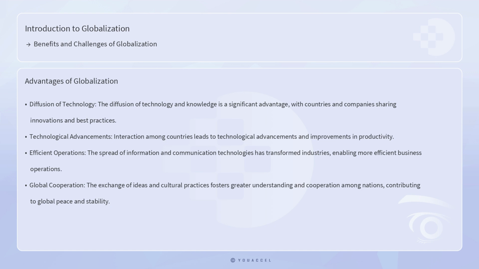Another significant advantage of globalization is the diffusion of technology and knowledge. As countries and companies interact, they share innovations and best practices, which can lead to technological advancements and improvements in productivity. For instance, the spread of information and communication technologies has transformed industries and societies worldwide, enabling more efficient business operations, improved healthcare, and enhanced educational opportunities. The exchange of ideas and cultural practices can also foster greater understanding and cooperation among nations, contributing to global peace and stability.